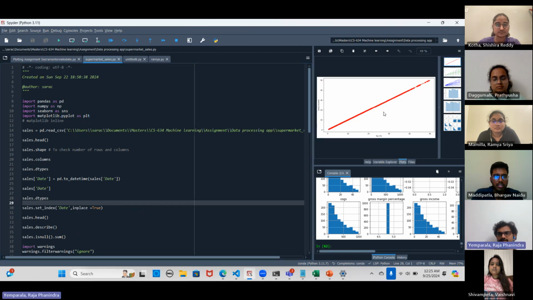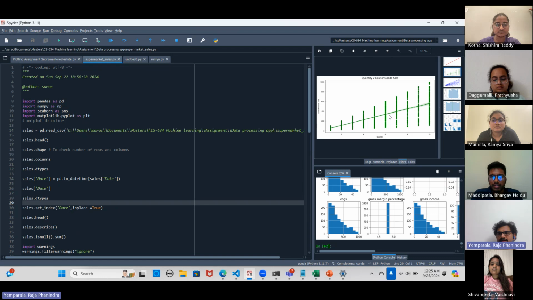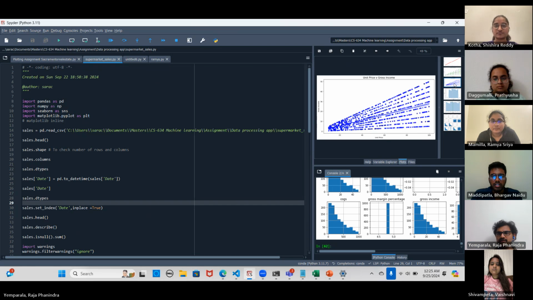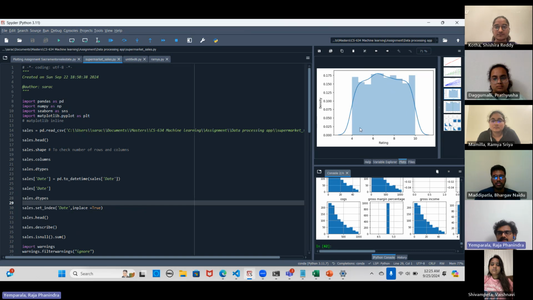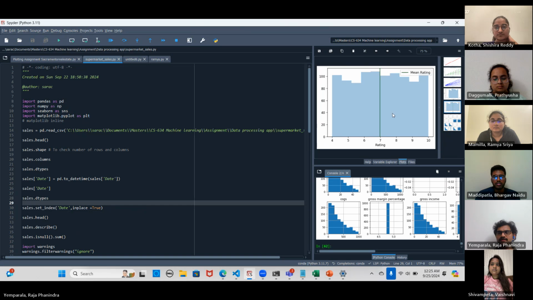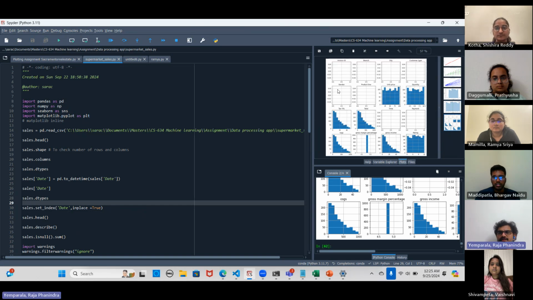This is the first graph that we have with the tax and the gross income, and this is the second one with the quantity and the gross income, and this is the unit price and the gross income. And here we have the customer ratings and the distribution density. This is the mean rating, and this is the histogram for all the variables.